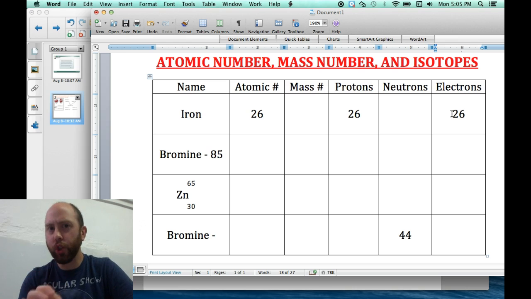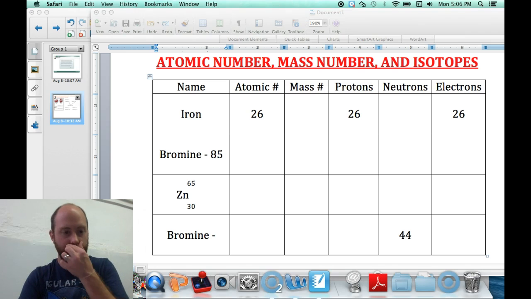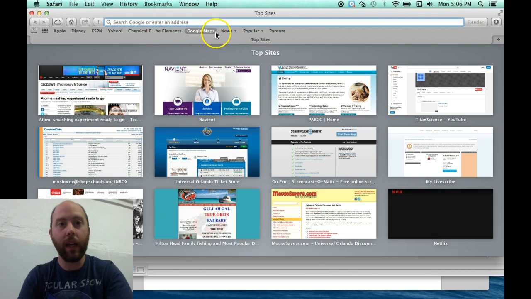Next, we have to figure out the mass number. Now, this can be a little tricky depending on circumstances. Since it says iron, and that's all it says, in order to find the mass number, I need to go to the periodic table. And if I pull up the periodic table, in fact, let's just do that. I didn't even think about that. Might as well. Why not?